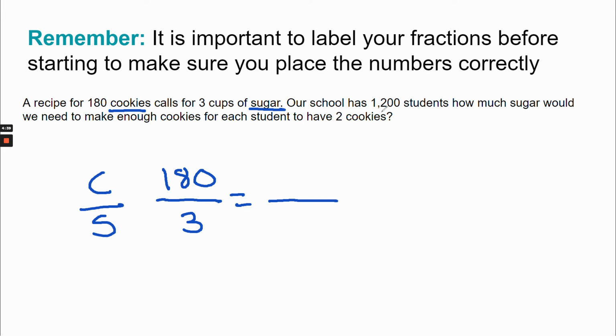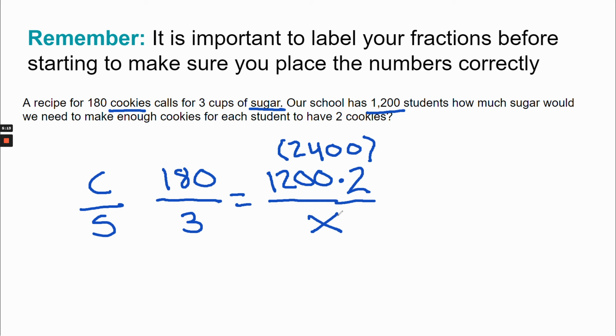Now, we need to figure out where to put 1,200. It's cookies, so I would put 1,200 on the top. But we want to know how to make 2 cookies for each student. So I need to multiply that by 2 to have enough for every student. So that is 2,400 total cookies we would need. And we want to know how much sugar that would take.